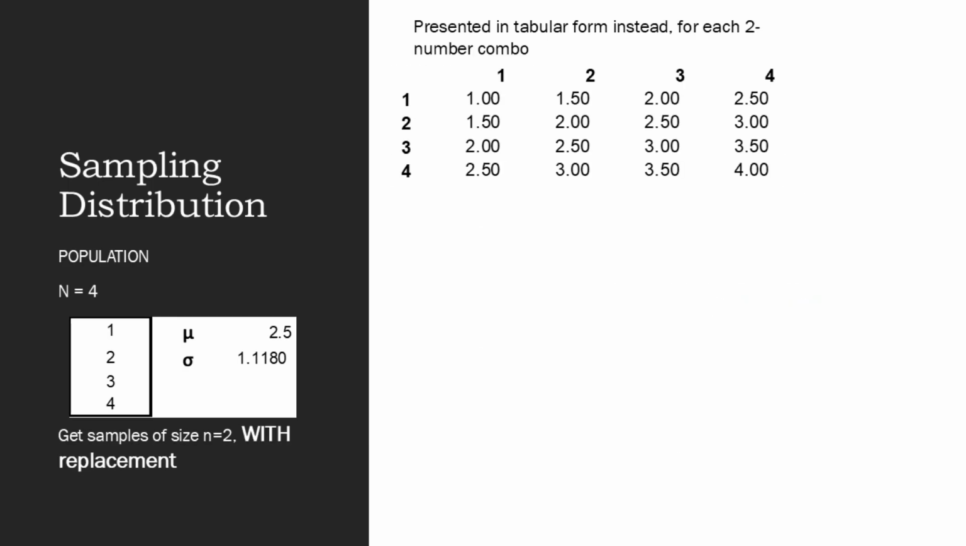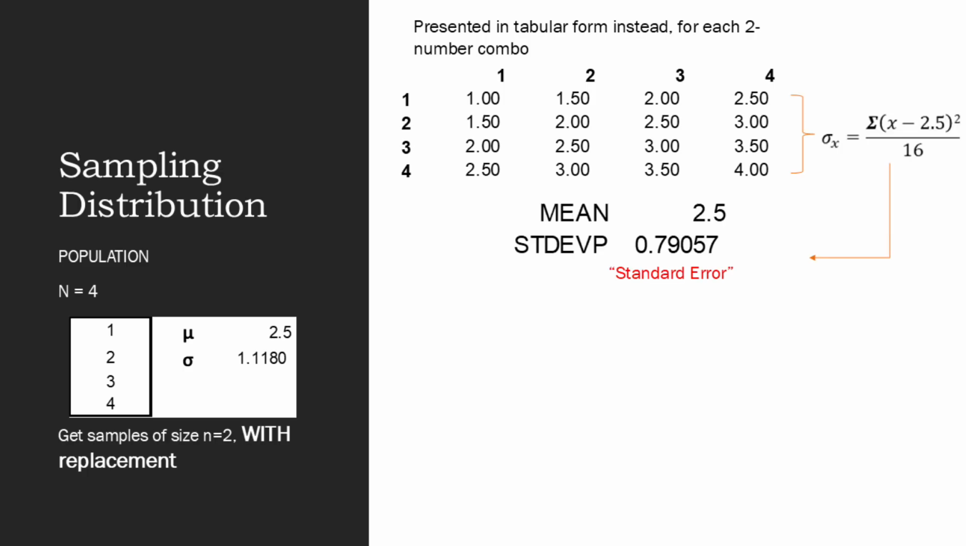Now, what happens if replacements are allowed? That means numbers can be repeated, and the samples are represented here in tabular form instead for easier presentation. With any 2 numbers selected, the resulting average is shown in the corresponding cell. And as before, we compute for the mean and standard error, like so. And here we show how the formula works in this case to see how to come around to the standard error given the formula. And it's just like this.